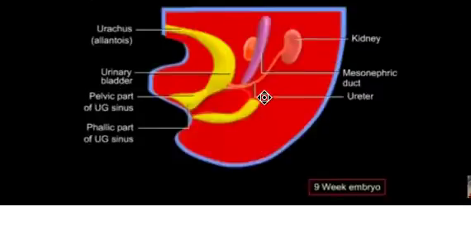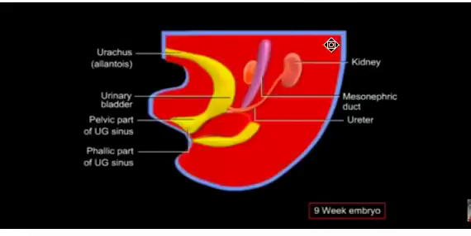Now during the 9th week, the kidney is ascending up, the ureter is elongating, and the gonads are descending down, and the rectum and the urinary bladder are separated from each other. The vesical part leads to the formation of the urinary bladder. The pelvic part leads to the formation of the urogenital urethra, and the phallic part opens outside the body. This is the urachus, which is actually a remnant of the allantois.